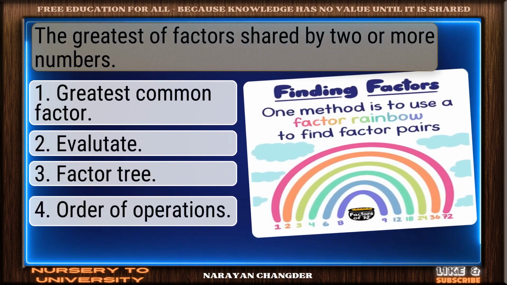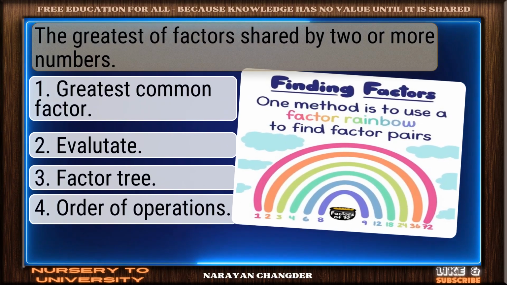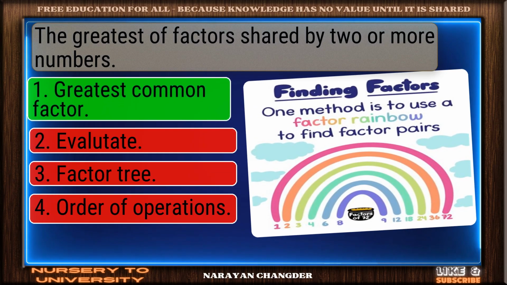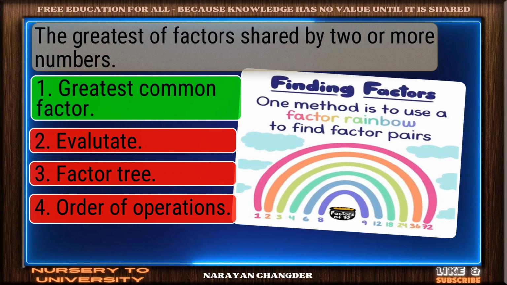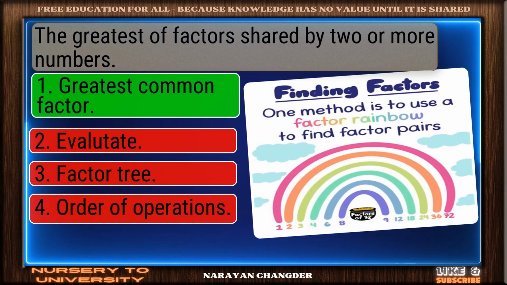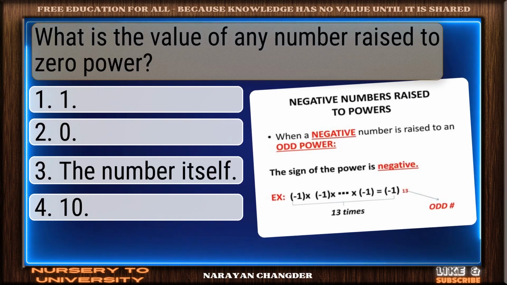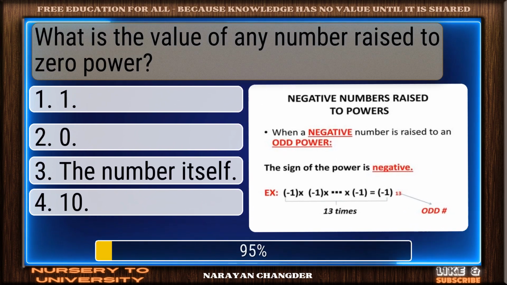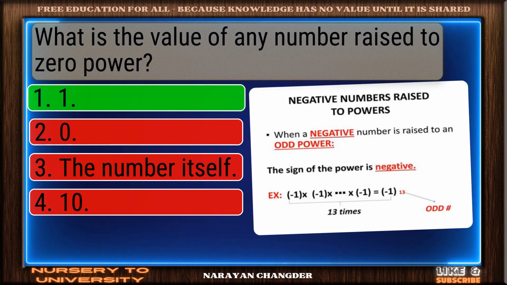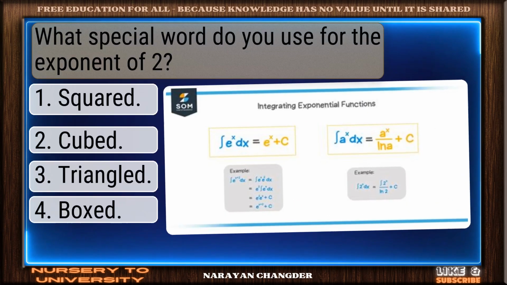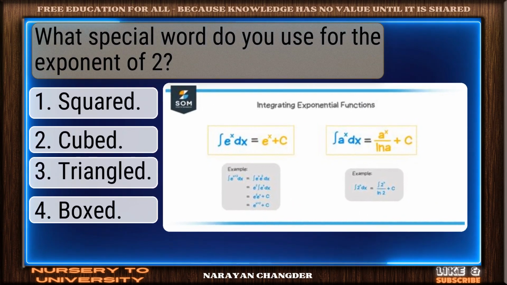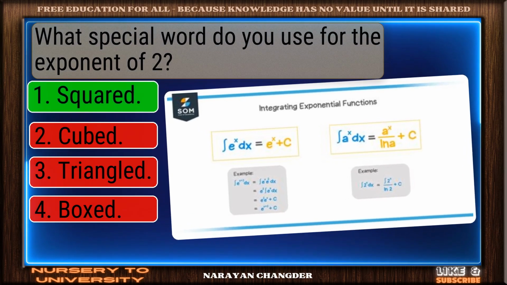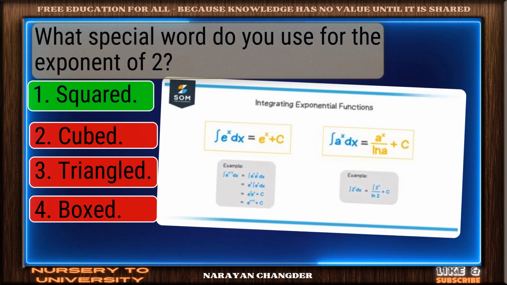The greatest of factors shared by 2 or more numbers. Clear logic. Your choice greatest common factor is sound and 100% true. What is the value of any number raised to the 0 power? Well done. 1 is the right choice. What special word do you use for the exponent of 2? Good job. Your answer squared works well here.